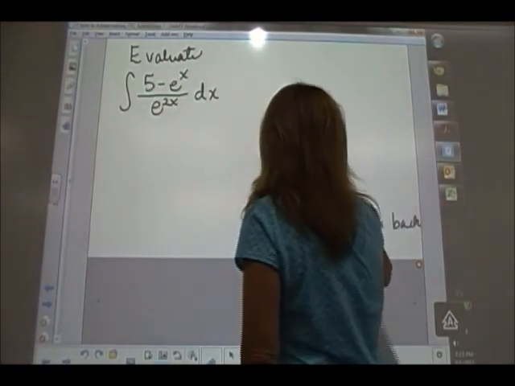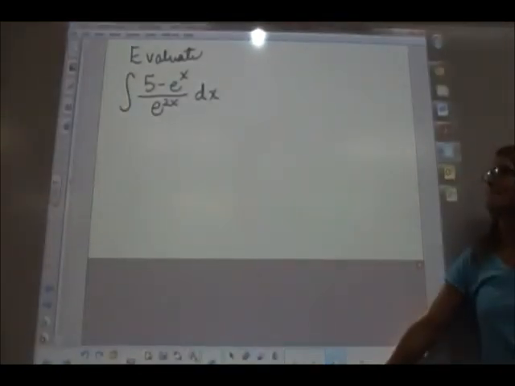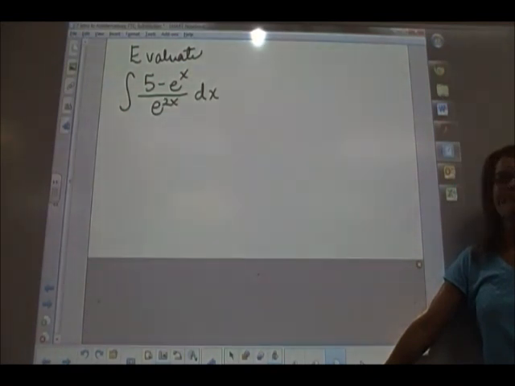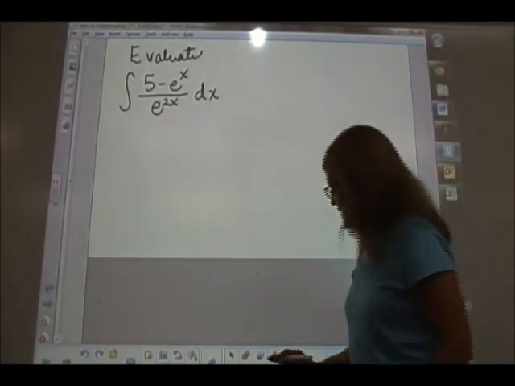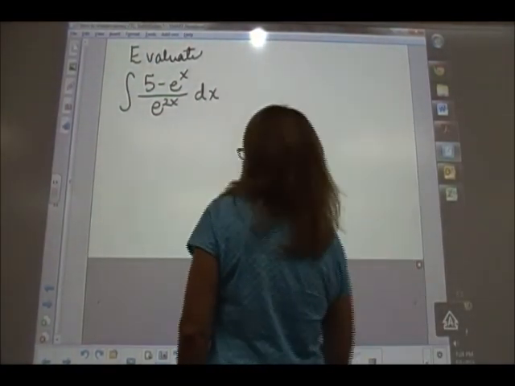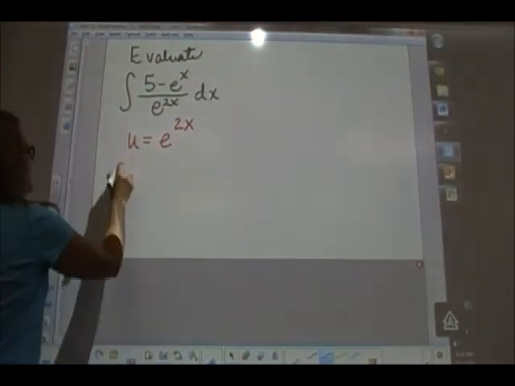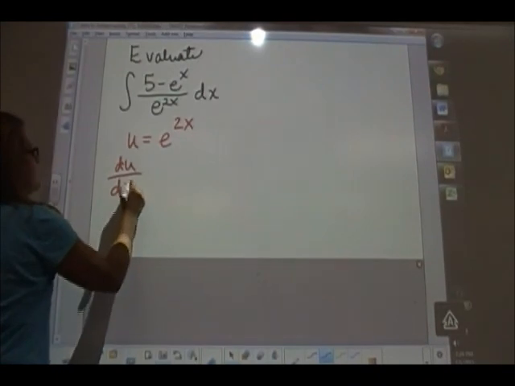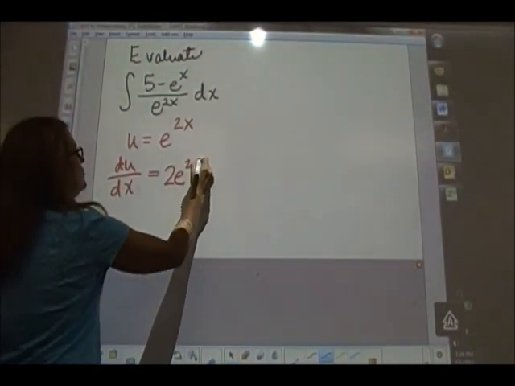We've already determined it's not on the formula sheet. What do you want to try? It's okay to make mistakes. If you're going to make mistakes, make them now. Equal to the denominator, e to the 2x. All right, that's worth a try. Let's let u be e to the 2x. We're finding the derivative. That's written as du dx, and that's 2e to the 2x.